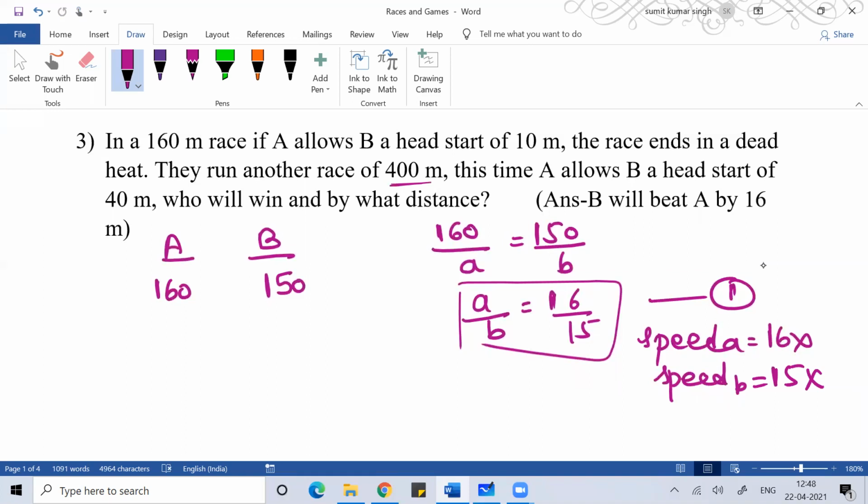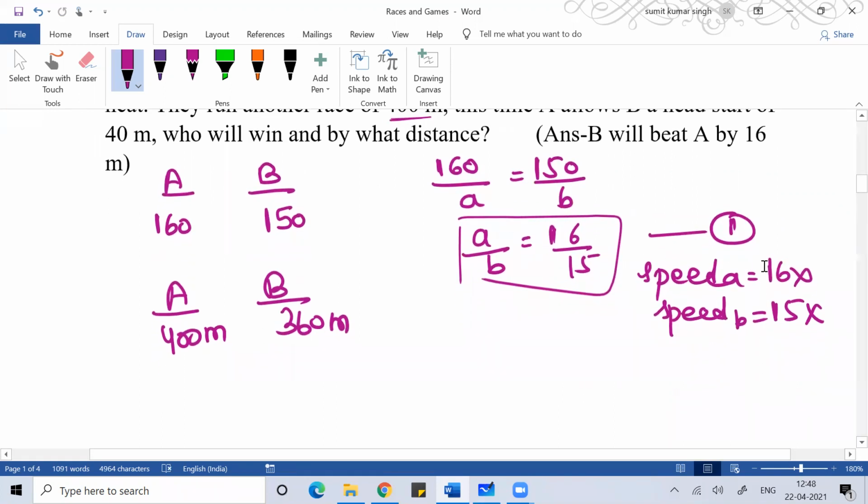Okay, so they run another race of 400 meters. This time A allows a head start of 40 meters. Now this time A tells B, I will run 400 meters and you just run 360 meters. What is the time B will take to cover 360 meters? The time taken by B, because the speed of B is 15x meters per second.